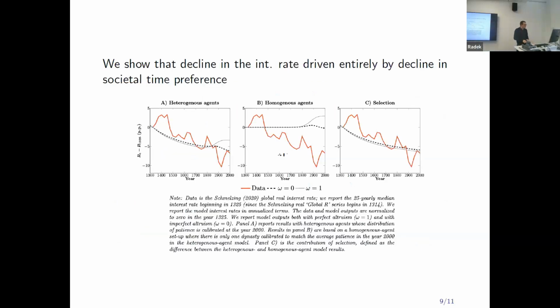So let me show you how that looks. That's the interest rate. I want you to ignore the gray line. Just look at the dashed line and the red line. The red is the change in the interest rate, and this black line is what our model does.